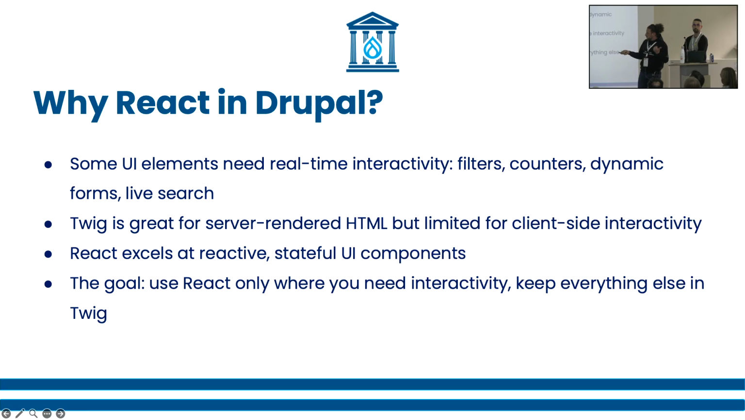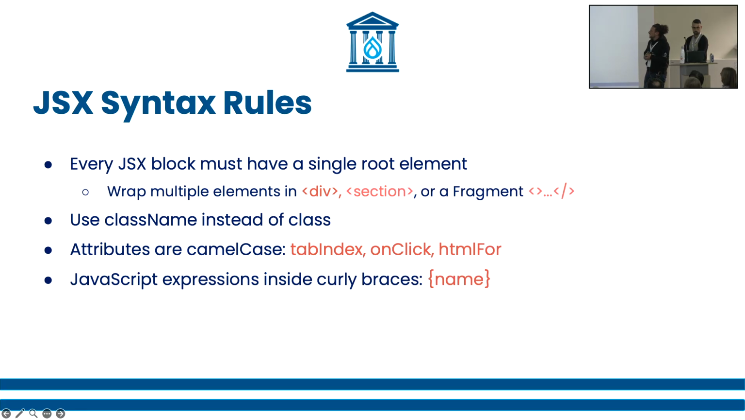And in this project, our goal is to use React only where you need the interactivity, not for every component. The other components will use twig. If we need interactivity, we'll use React. React uses the JSX syntax rules. So every block must have at least one parent element, so a div, a section, or a fragment. It uses className instead of class, so when we define the class of the div, if we want to apply some style, we need to use className. And all the attributes are camel case. And then if you want to use variables inside the JSX, we use the curly braces.